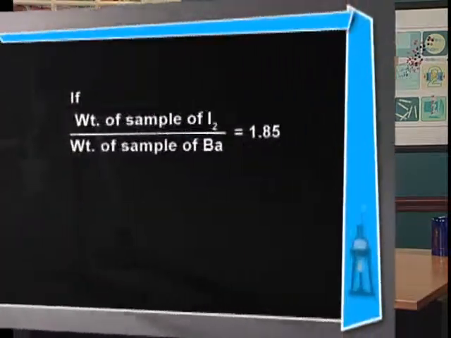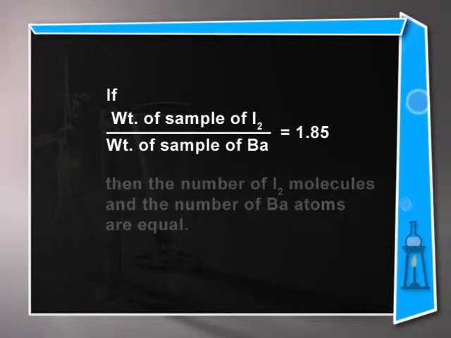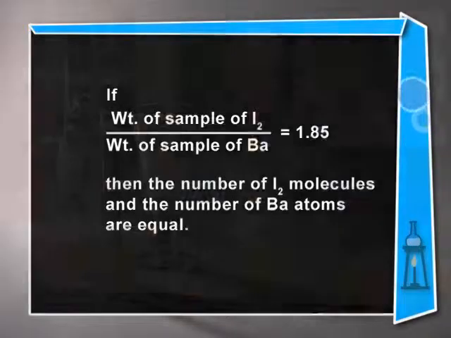Well, we've already determined that one iodine molecule is about 1.85 times heavier than one barium atom. So if I'm holding a sample of iodine, which obviously has more than one molecule, and I'm holding a sample of barium, which obviously has more than one atom, but the weight of the iodine sample is 1.85 times heavier than the weight of the barium sample, I can say something very significant about these two samples. The number of iodine molecules and the number of barium atoms are equal.